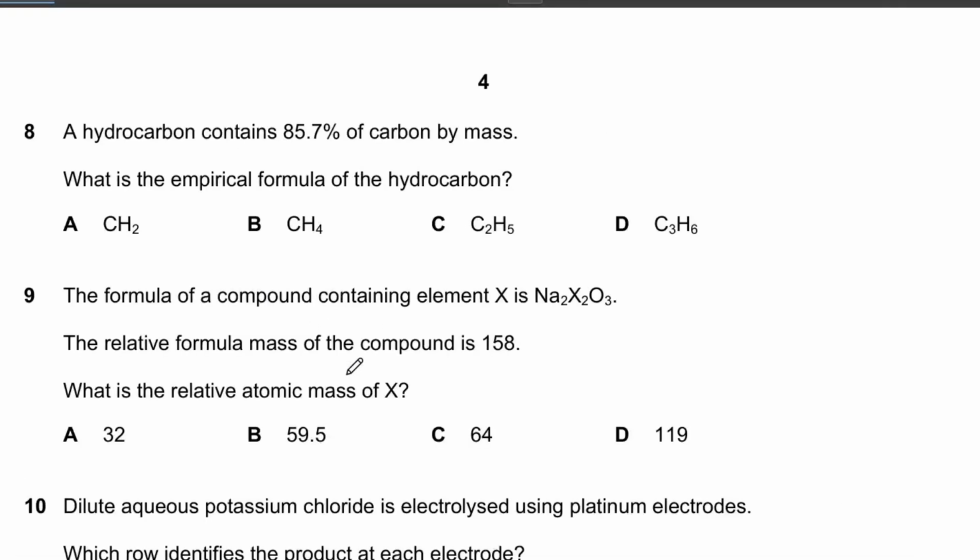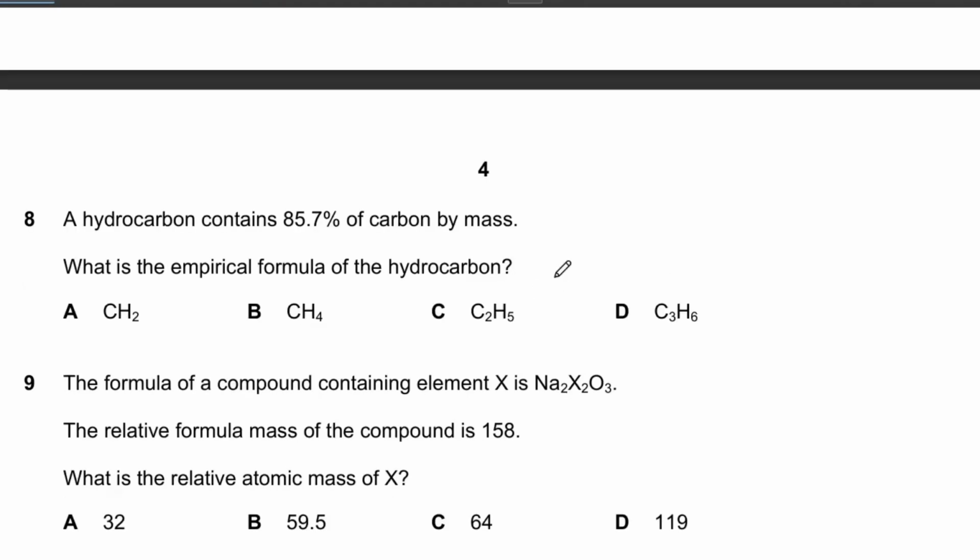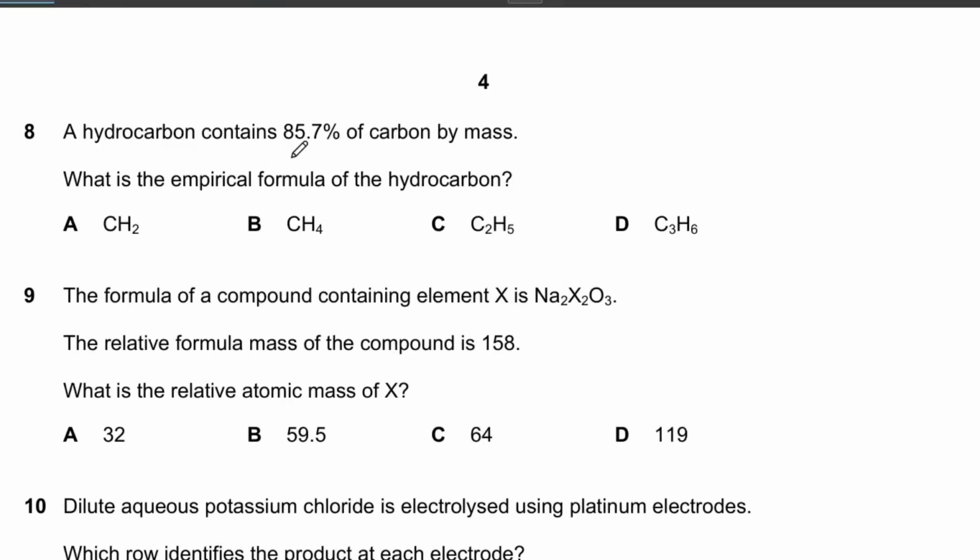Question 8. A hydrocarbon contains 85.7% of carbon by mass. What is the empirical formula of the hydrocarbon? To calculate our empirical formula, we divide our percentage by relative atomic mass. Here it is a hydrocarbon, that means it's hydrogen and carbon. So we have our carbon and then we have our hydrogen.